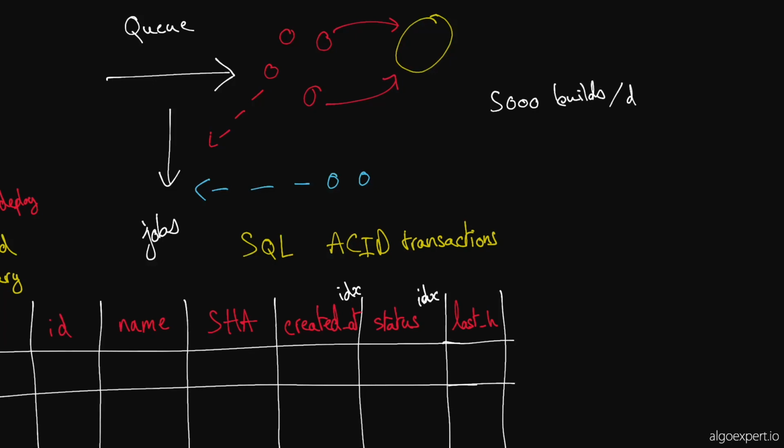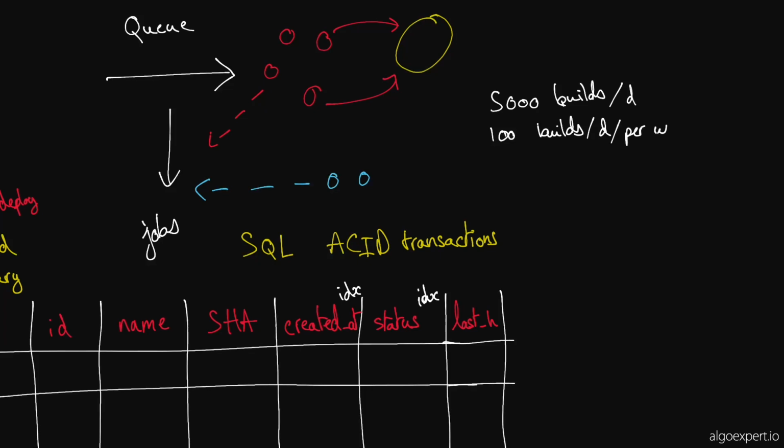And we said a worker takes roughly 15 minutes for a build. That is 4 builds an hour. There are 24 hours in a day, so 96. Let's round it up to 100 builds a day that a single worker could do. So 100 builds per day per worker.